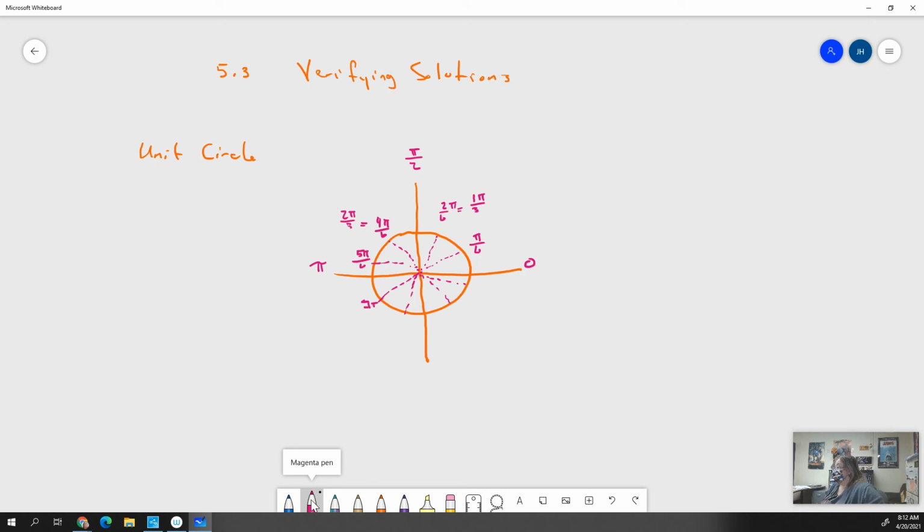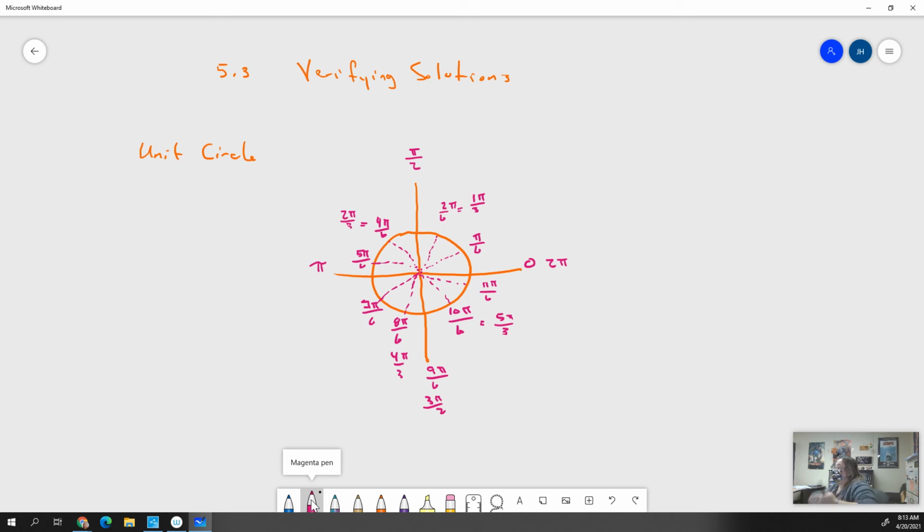7 pi over 6, 8 pi over 6, right? And we're just counting our way around, right? 4 pi over 3, 9 pi over 6, right? And when we reduce this, we get 3 pi over 2, 10 pi over 6. And we're just counting pi over 6 all the way around. How many of them are there? 5 pi over 3, 11 pi over 6, and 12 pi over 6 just equals 2 pi, right? And we could do that with 45-degree angles as well, right?